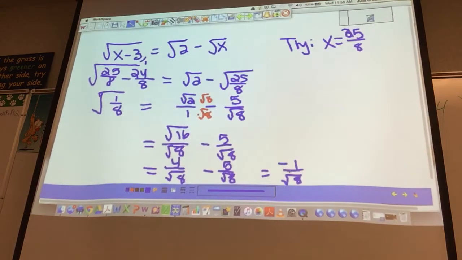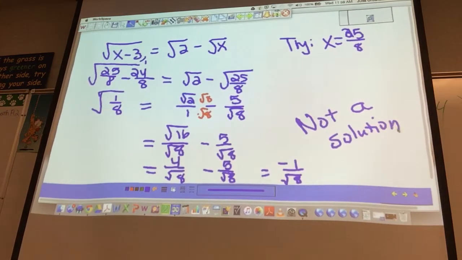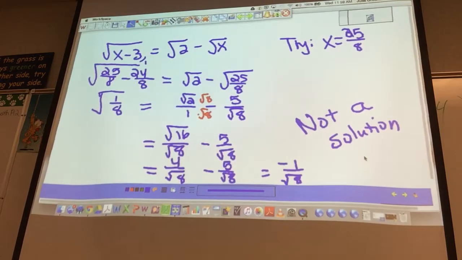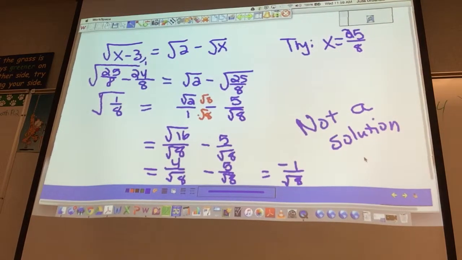And the answer does not match. This one would have to be positive. This one's negative. So it's not going to work. Not a solution, which means that, like I showed you before, we cross it off. And that does happen. When you have some problems for your homework, that does happen, so you've got to be careful to look for that.